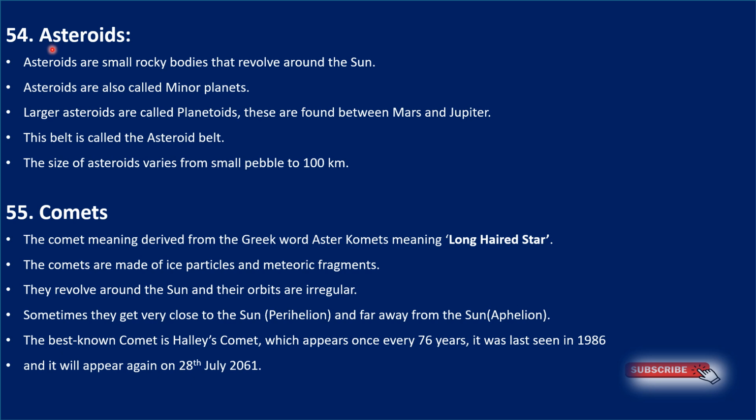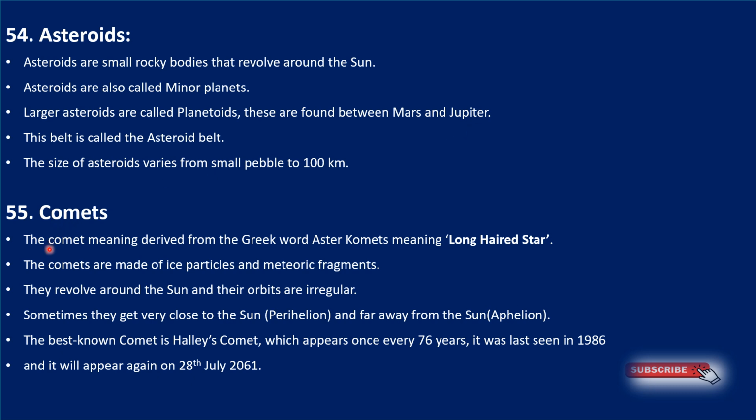Next we are going to see asteroids. Asteroids are small rocky bodies that revolve around the Sun. Asteroids are also called minor planets. Larger asteroids are called planetoids. These are found between Mars and Jupiter. This belt is called the asteroid belt. The size of the asteroids varies from a small pebble to 100 km. You have to keep this point in mind.